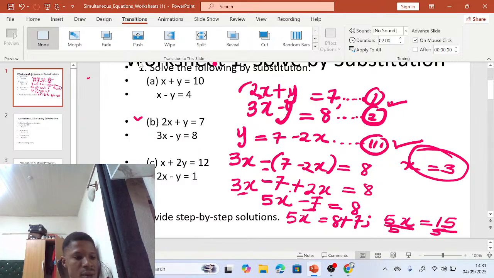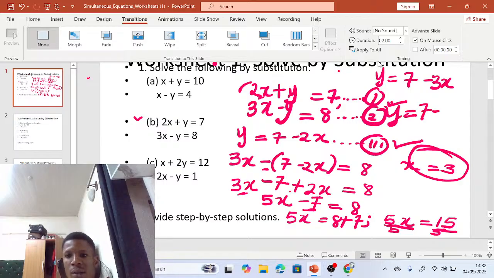Okay, this is very, very easy to do, especially when you are trying to find the missing side of something, or when you are trying to find the value of the unknown. So what do you have to do? You have that y is equal to 7 minus 2x. So what do we substitute? y is equal to 7 minus 2 times our x, which is 3.